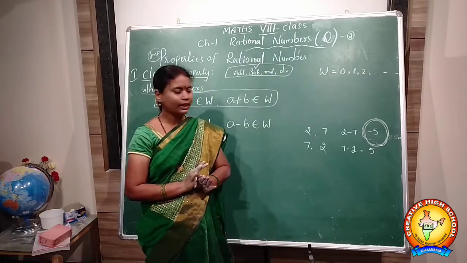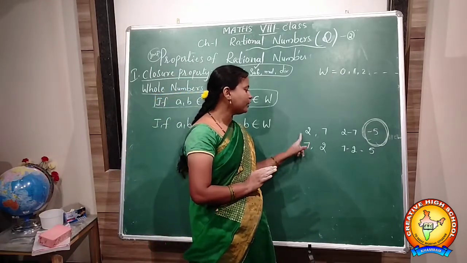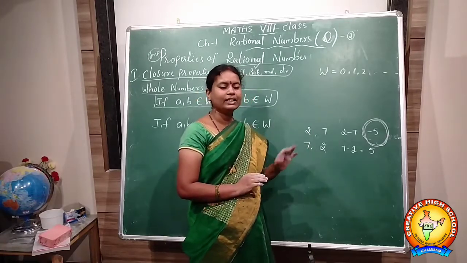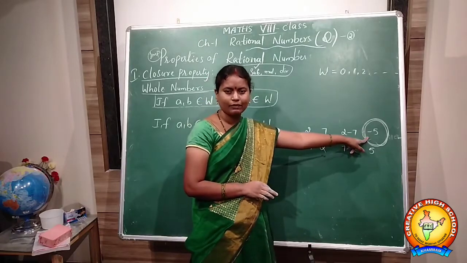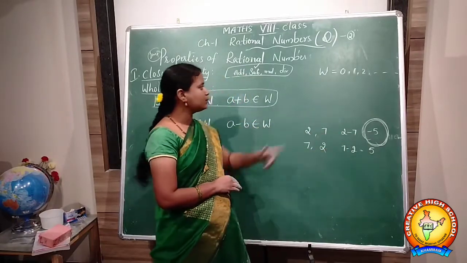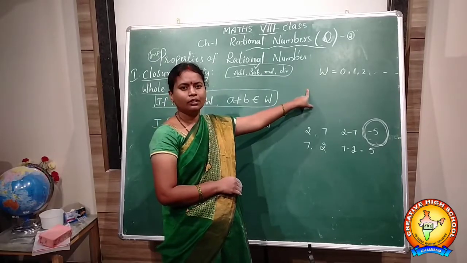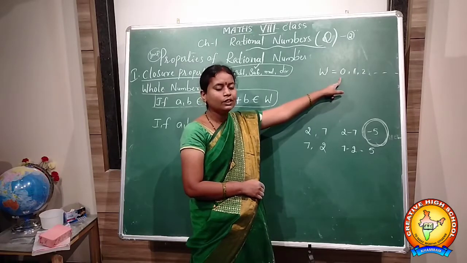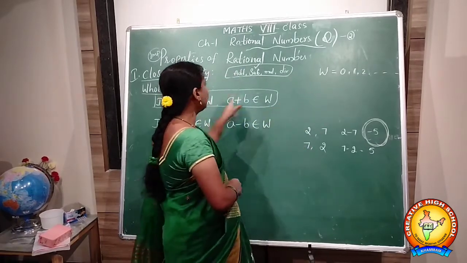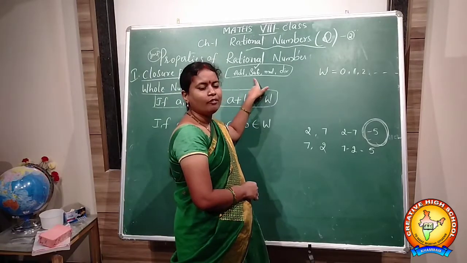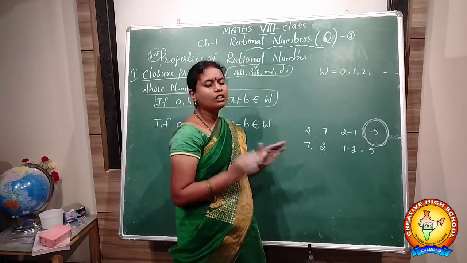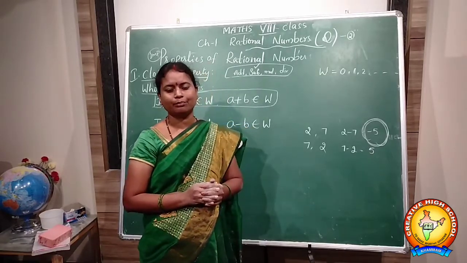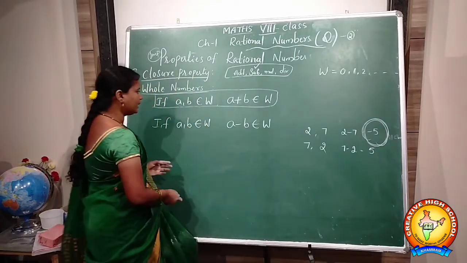So here, when we subtract 2 from 7, we get 5 as the answer. But when we subtract 7 from 2, we get minus 5 as the answer. Is minus 5 in the whole numbers? No. So the closure property under subtraction is not satisfied for whole numbers in all situations. Don't get confused.